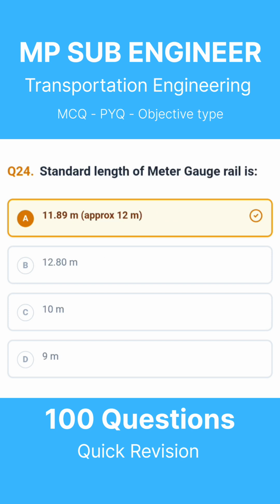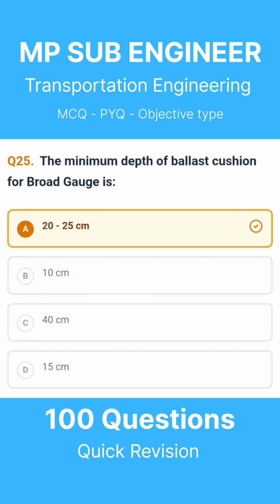Question 24. Standard length of meter gauge rail is. The correct answer is 11.89 meters, approximately 12 meters. Question 25. The minimum depth of ballast cushion for broad gauge is. The correct answer is 20 to 25 cm.